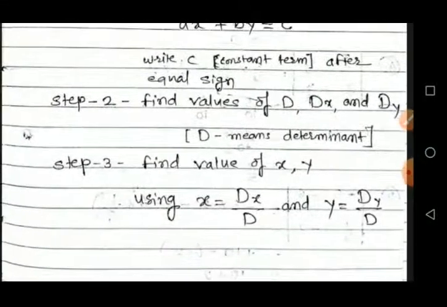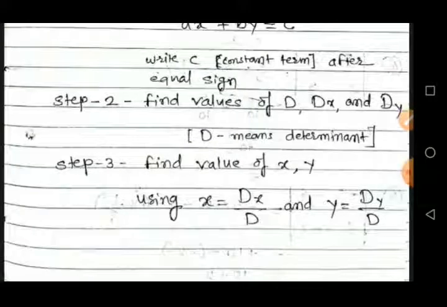Step number 3. After that, find the values of x and y using the formula x is equal to Dx upon D and y is equal to Dy upon D.